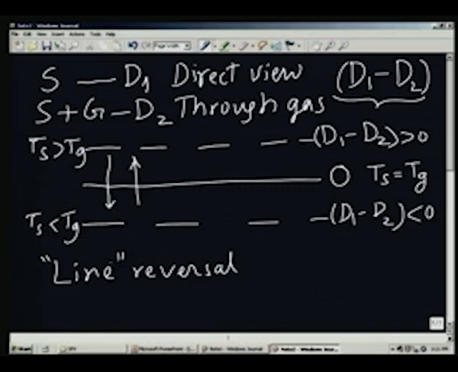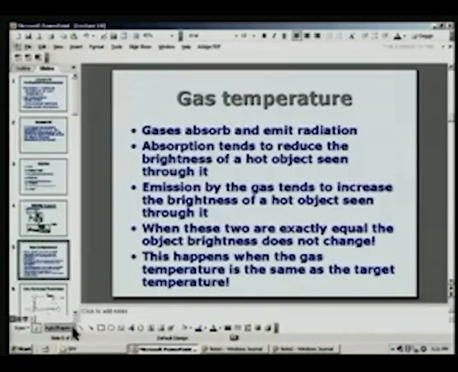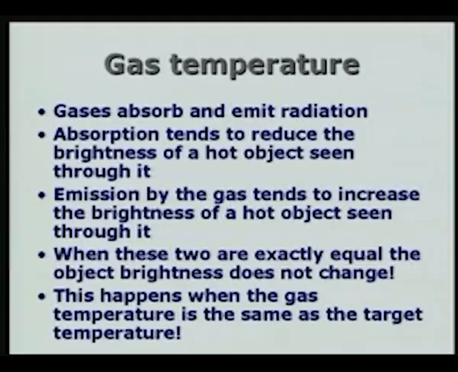So, let us go back to the PowerPoint slides and look at how we are going to do that. I am just explaining whatever I said on the board. Emission of the gas tends to increase the brightness of an object seen through it, and when these two are exactly equal, the object's brightness does not change, and D1 minus D2 equals 0. This happens when the gas temperature is the same as the target temperature.